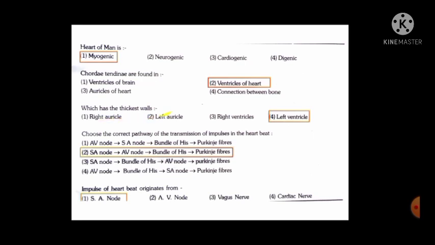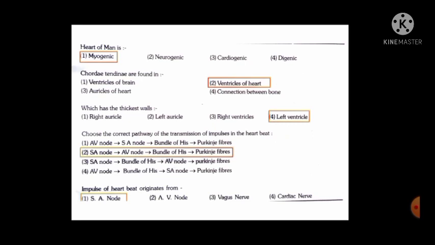Chordae tendineae are found in the ventricle of the heart which has the thickest wall. The left ventricle has the thickest wall for the supply of oxygenated blood to the whole body, which requires strong walls for contraction to push the blood towards the arteries.